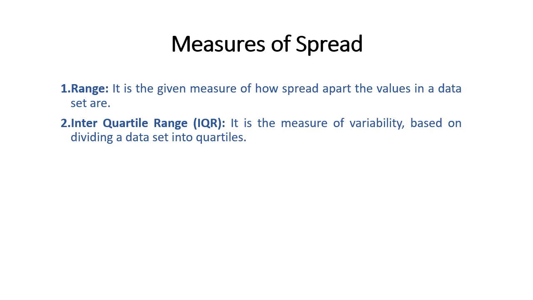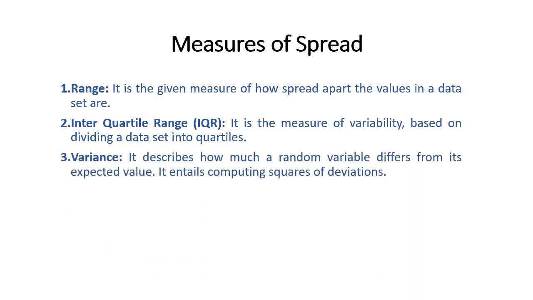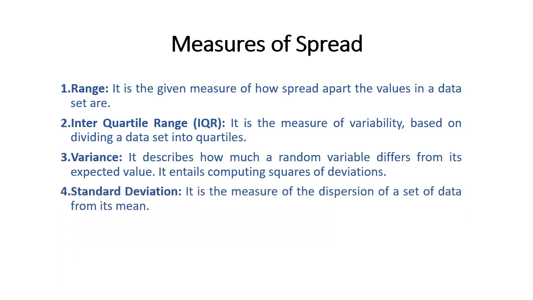Interquartile range, very important. It is the measure of variability based on dividing a data set into quartiles. We'll be discussing it. Variance describes how much a random variable differs from its expected value. Like we assume some value and we'll find out the variation from that expected value. Basically, it is the square of deviation.